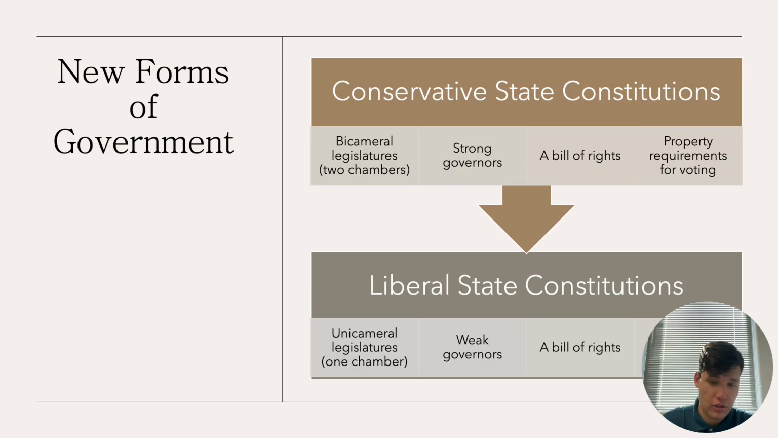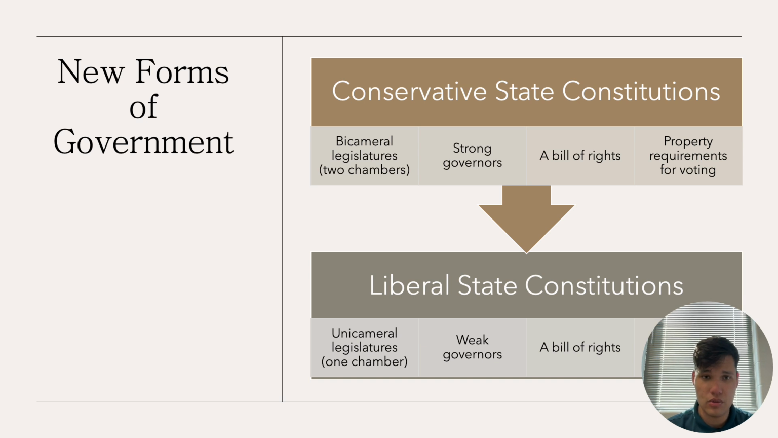So after the revolution, we're discussing after. This week we talked about the revolution, but now we're talking about how the states adopted two different forms of government. These could be divided into two main types: conservative state constitutions and liberal state constitutions. The conservative had bicameral legislators, strong governors, and property requirements for voting.